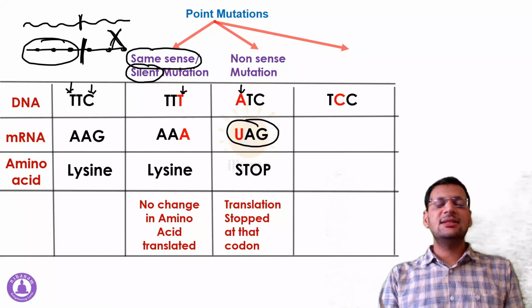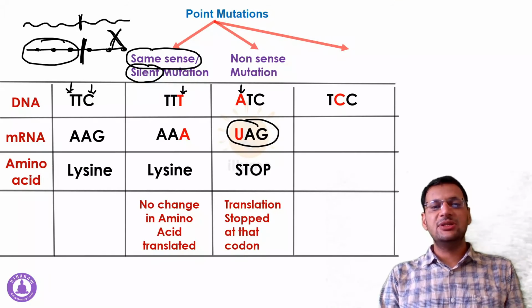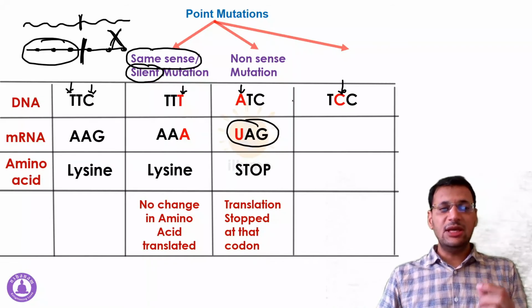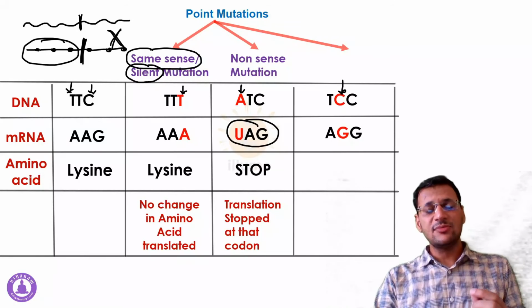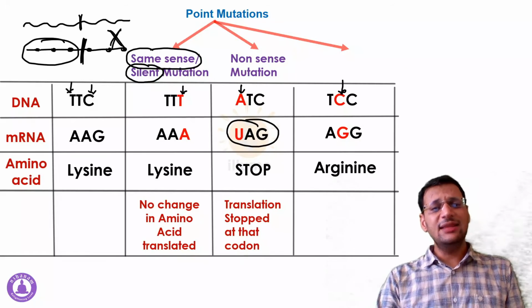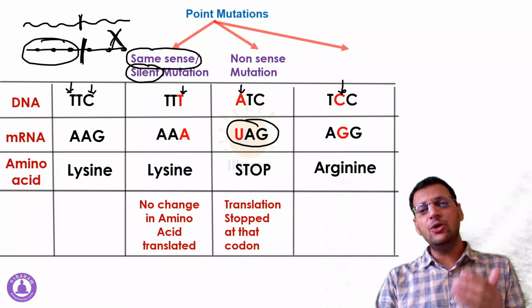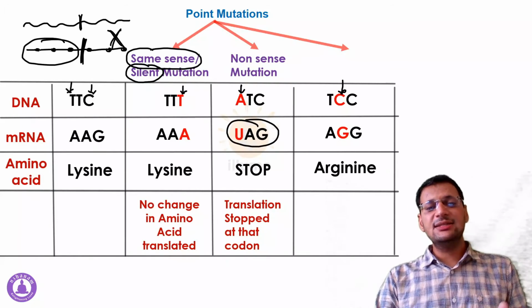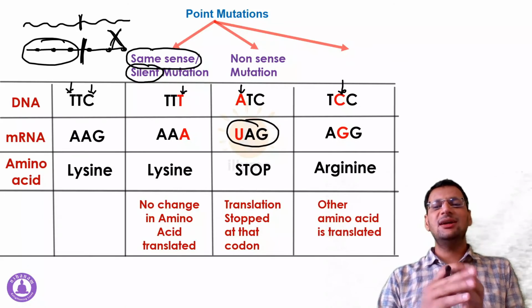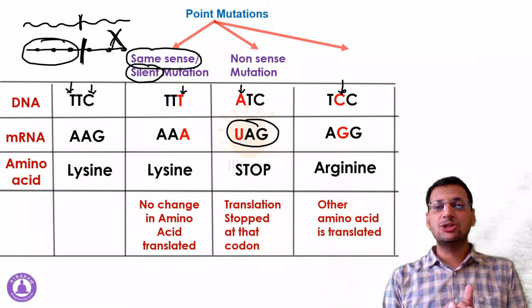Now in third case, let's change the middle nitrogenous base. Cytosine has replaced thymine. The mRNA that would be coded will obviously be AGG, and this AGG now codes for arginine. That means the amino acid that was being coded as lysine will now be coded as arginine. That means there would certainly be a change in the structure of the protein.